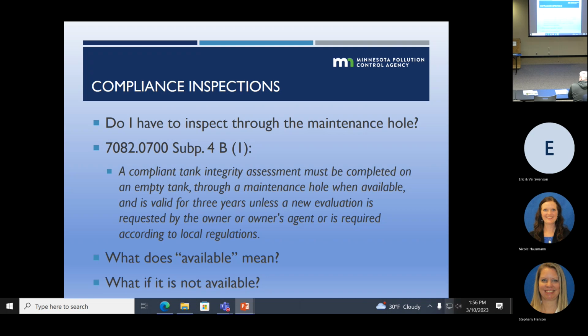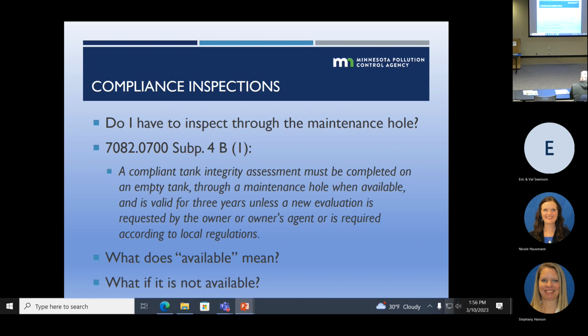So one thing that means is the MPCA is not typically going to get involved with that and tell you, yes, it was available, you can go look through that maintenance hole. If it was above the ground, we can probably tell you that. But if it's below the ground and you've made the decision, for whatever that reason was, discussing with the homeowner, that this is not available, okay, it's not available. So then what does that mean? What do I do? Can I inspect this tank if I don't have an available maintenance hole? Yes, you still can.